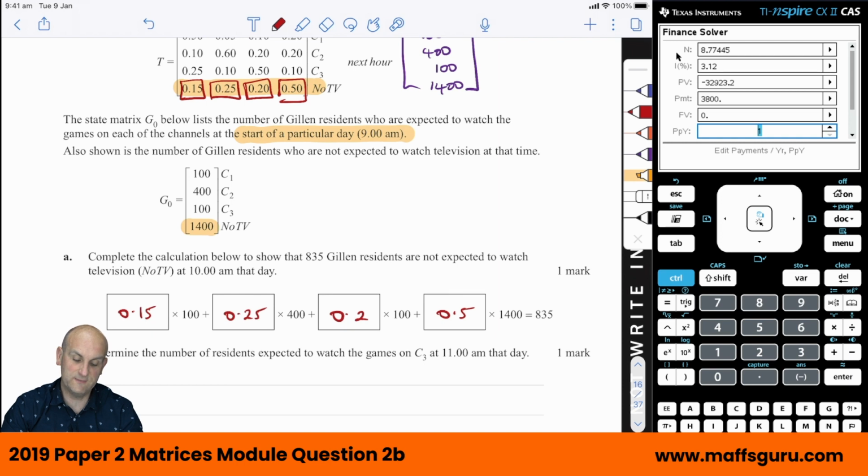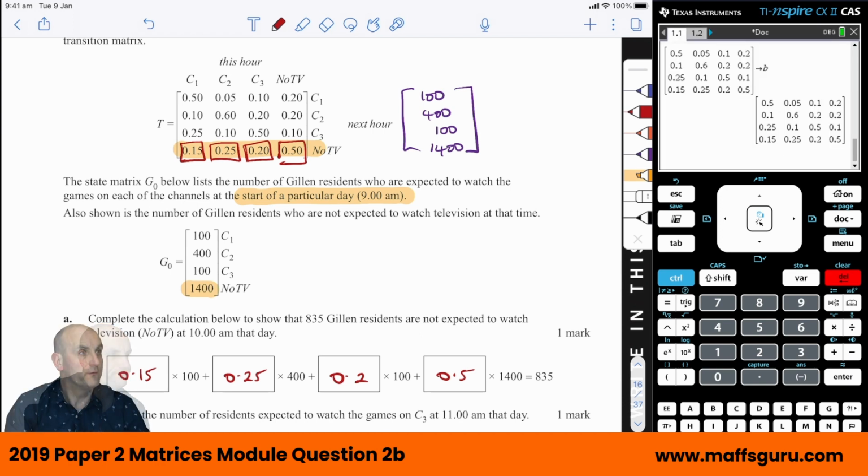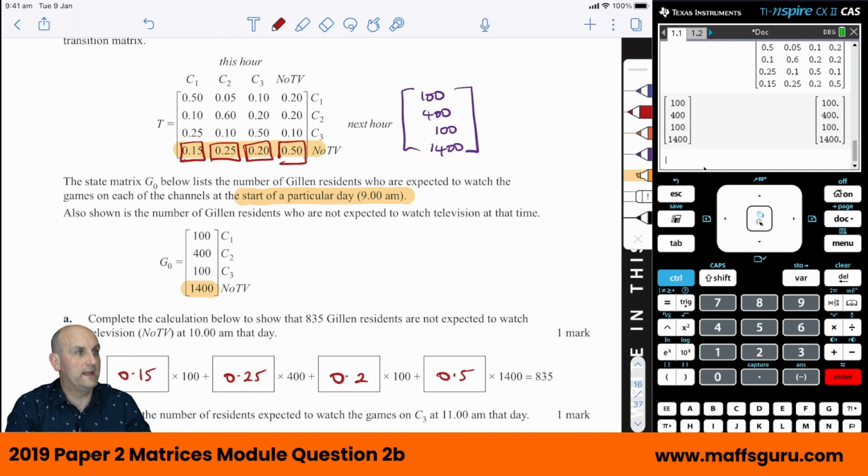Determine the number of residents expected to watch the games on C3 at 11 a.m. that day. Okay, so first things first, we've got to put our information into our calculator. So I've now stored my matrix B in there, that's my transition matrix. So now I'm going to put that into my memory.